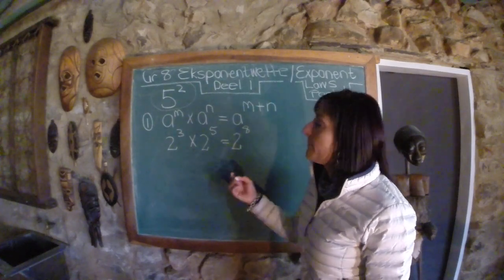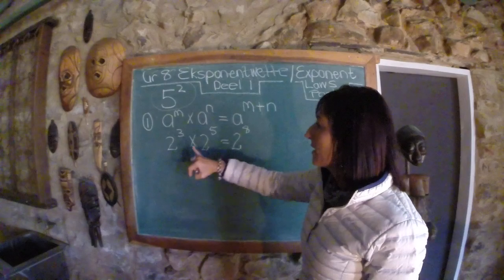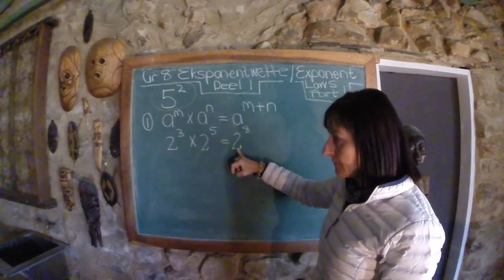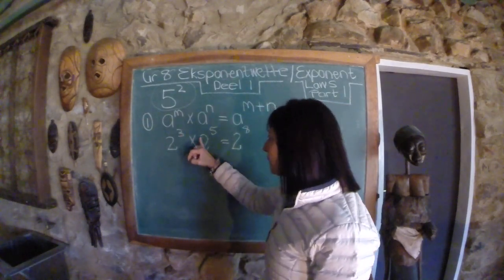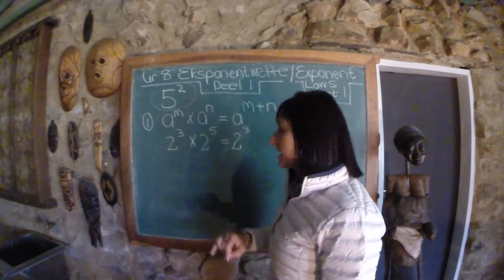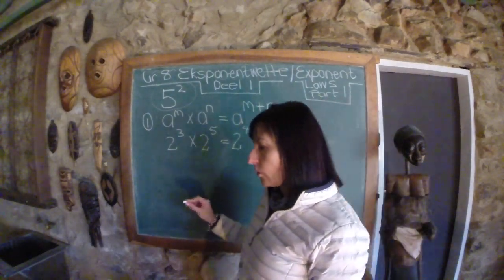If I apply the rule, basis stays the same. Kyk hier, 2, 2, 2. En eksponentwet 1 sê, as dit 'n vermenigvuldiging bewerking is, tel ek eksponente bymekaar. And that's how I apply exponent law number 1.